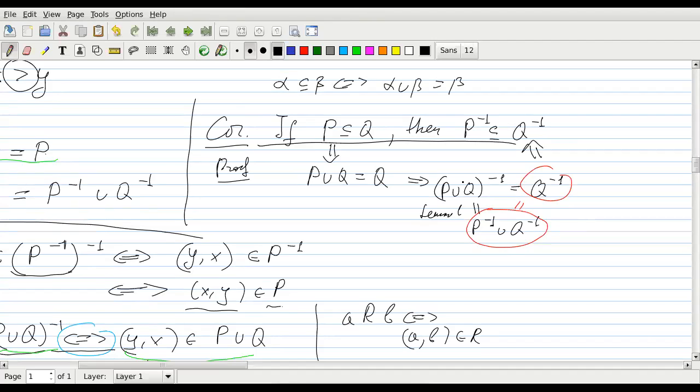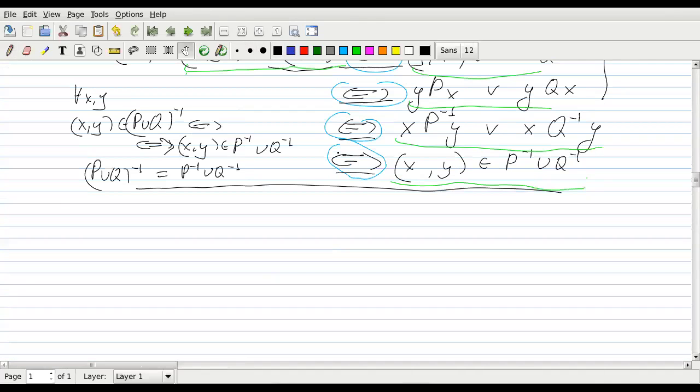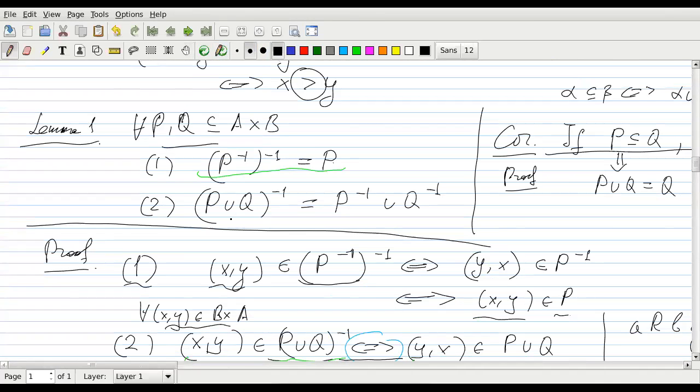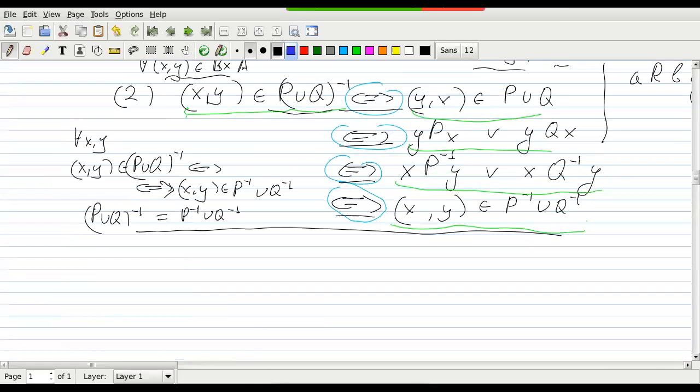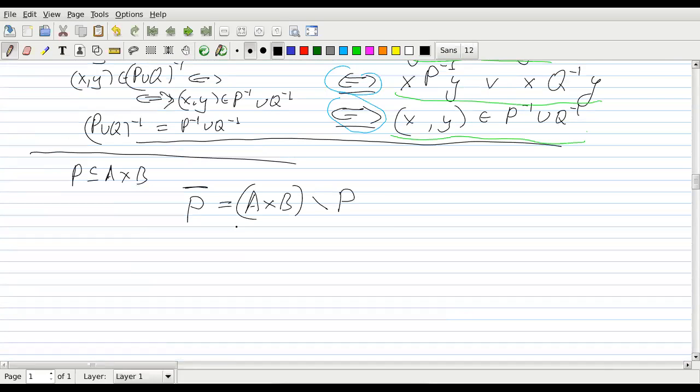And now, let's consider another operation. By the way, dear students, binary relations are sets. So you may take a union of two relations, or even you may consider the complement, say, if P is a subset of A times B, the relation between A and B, you may consider the complement, which is just A times B minus P. Is it clear?